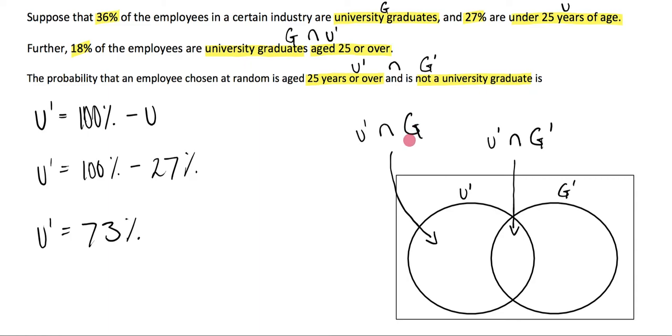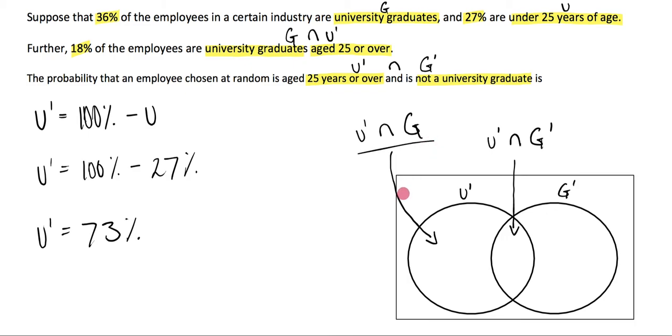Why is this U dash intersection of G? Well, hopefully you can understand, we're in this U dash section right here, and the reason why it's G is because we're not over here. This is G dash, so obviously it's not going to be G dash, it's going to be the opposite of it. So that means it's going to be G. So this section right here is U dash intersection of G. Again, because it's going to have to be U dash, and it can't be G dash, so it's going to have to be the opposite of it, which is G.